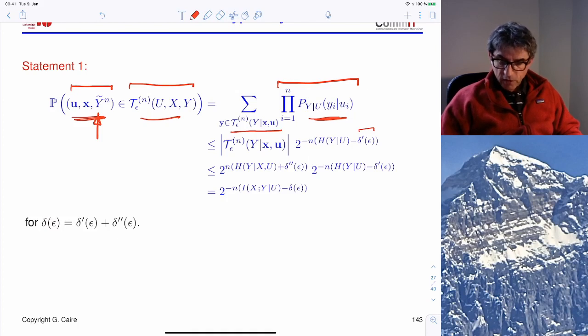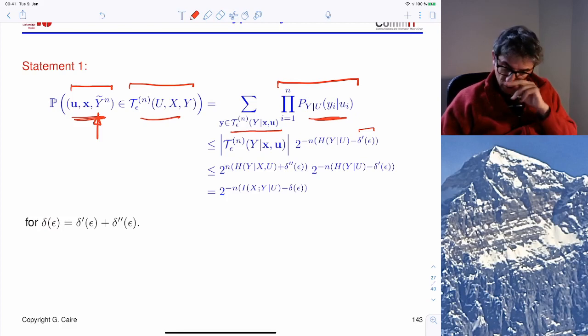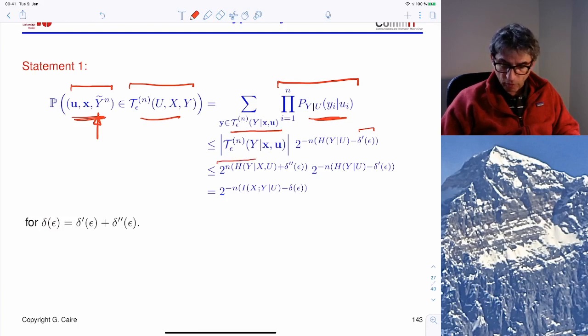So if I replace this uniform upper bound, then I have just the upper bound times the number of terms in the sum, which is the cardinality of this conditional typical set. Now we have an upper bound on the cardinality of the conditional typical set that holds for any conditioning individual sequences x and u, which is 2 to the n times the entropy of y given the conditioning x and u plus another small quantity that I call delta second. It doesn't need to coincide with delta prime.